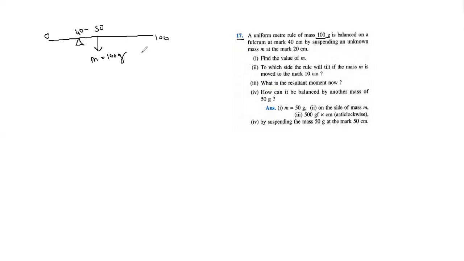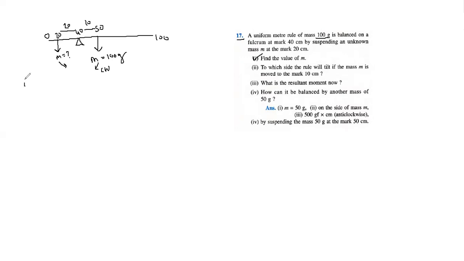So the distance of the center from the fulcrum is going to be 10. By suspending an unknown mass m at the 20 centimeter mark, the mass is at a distance of 20 from the fulcrum. Question says find the value of m. So we know this m will take it anti-clockwise. The weight of the ruler will take it clockwise.